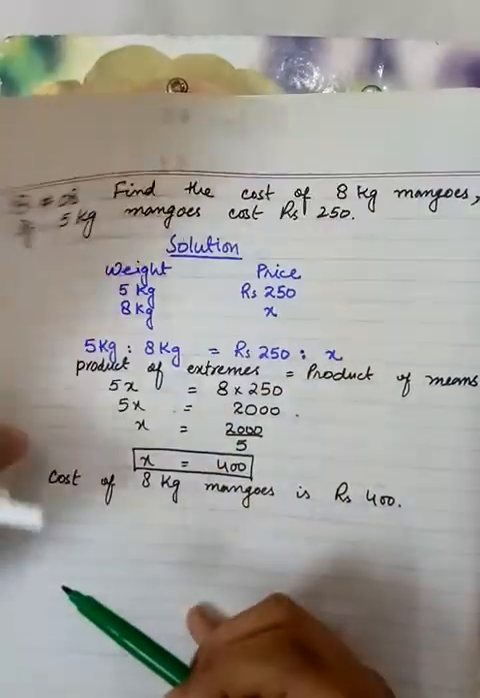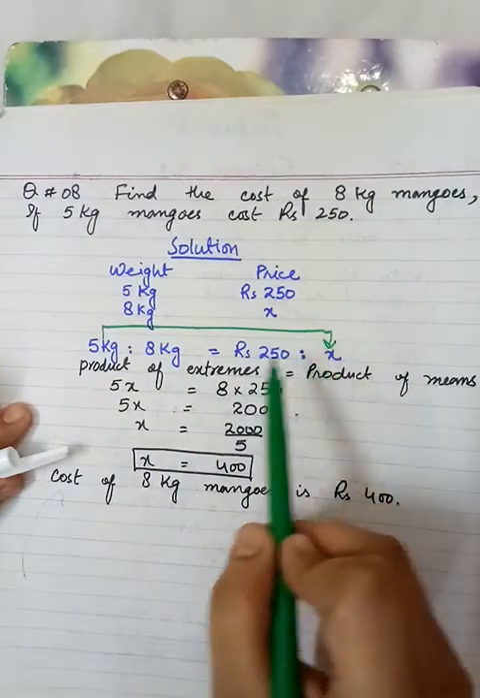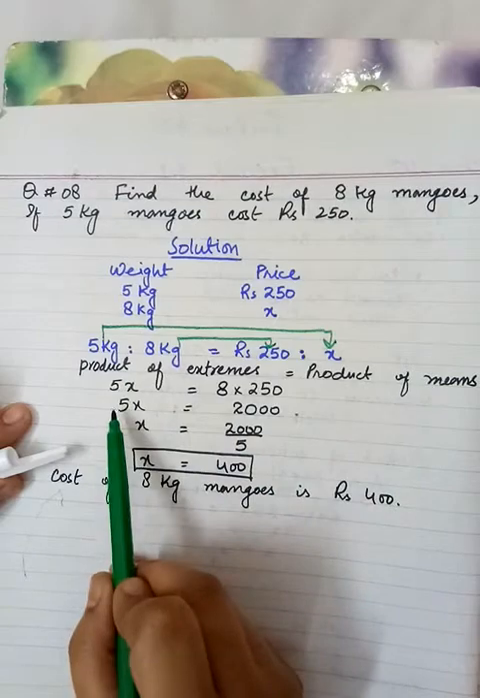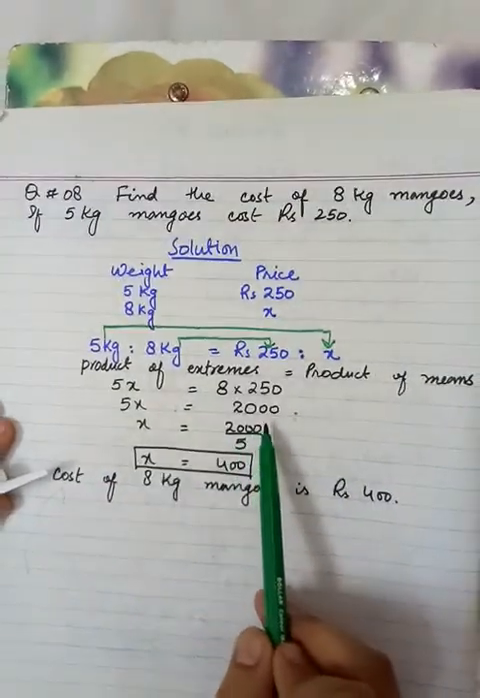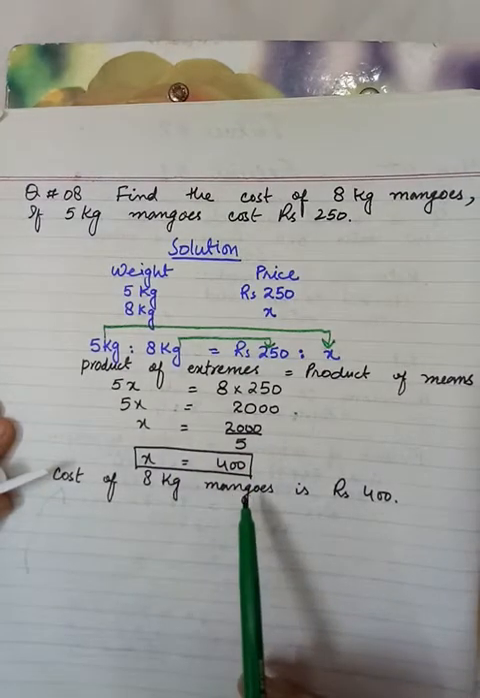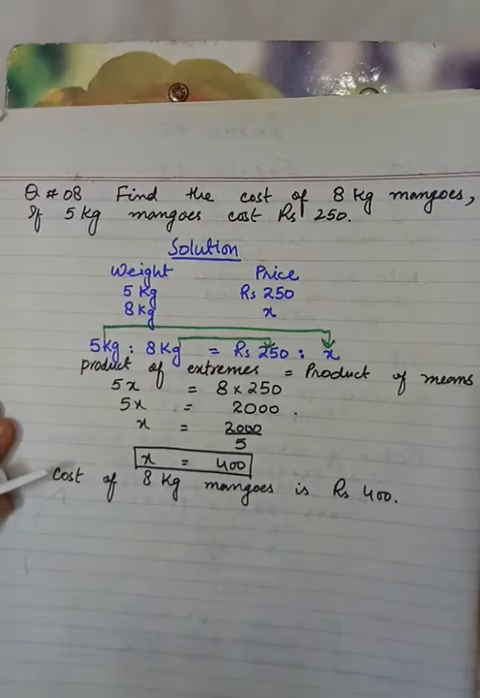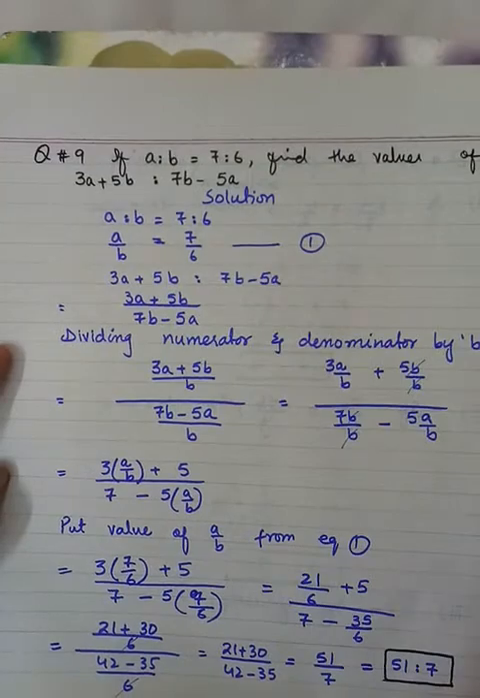and we know that corner values are extremes and middle values are means. 5 multiply x, we got 5x, and 250 multiply with 8, we got 2000. After simplification we got x equal to 400. So the cost of 8 kg mangoes is rupees 400. Now come to question number 9.